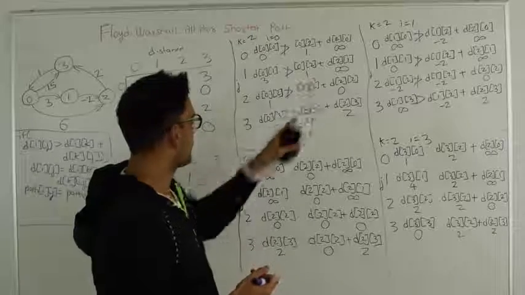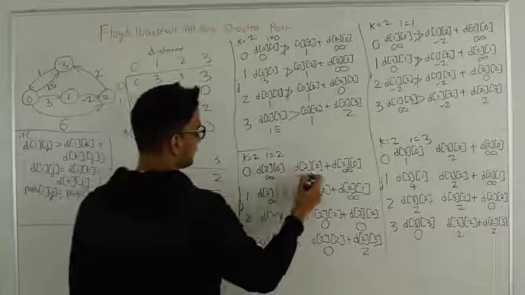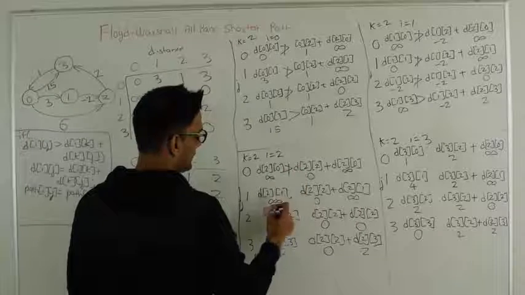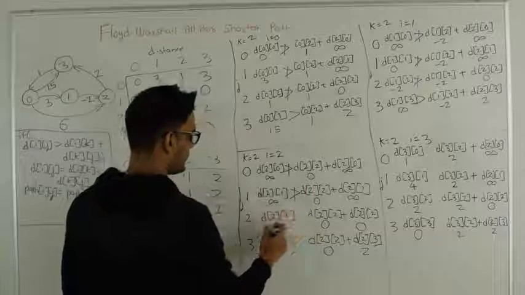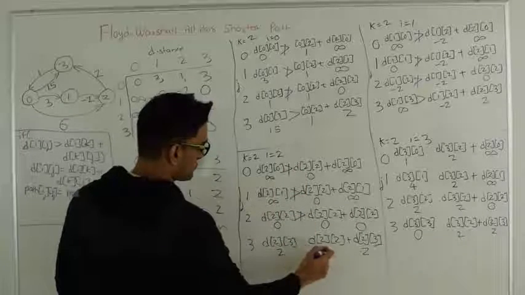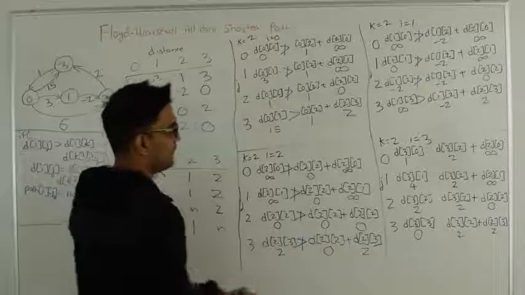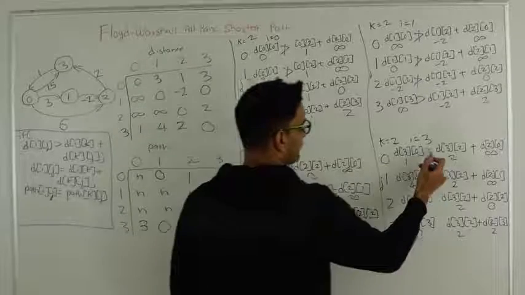Next, let's move on for i equal to 2. Is infinity greater than 0 plus infinity? No. Is infinity greater than 0 plus infinity? No. Is 0 greater than 0 plus 0? No. Is 2 greater than 0 plus 2? No. Finally, for i equal to 3, is 1 greater than 2 plus infinity?